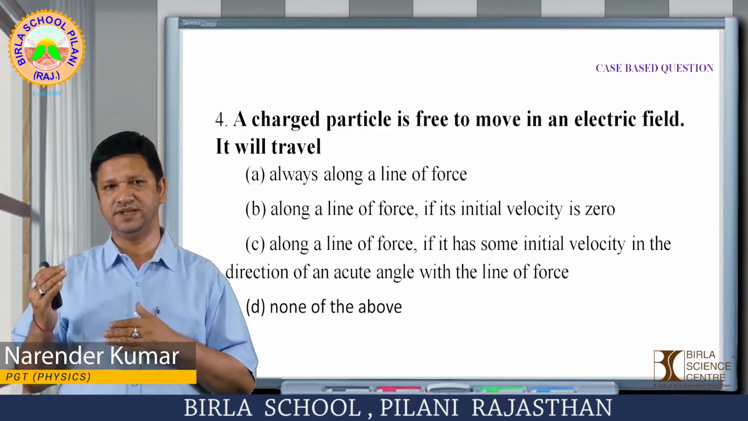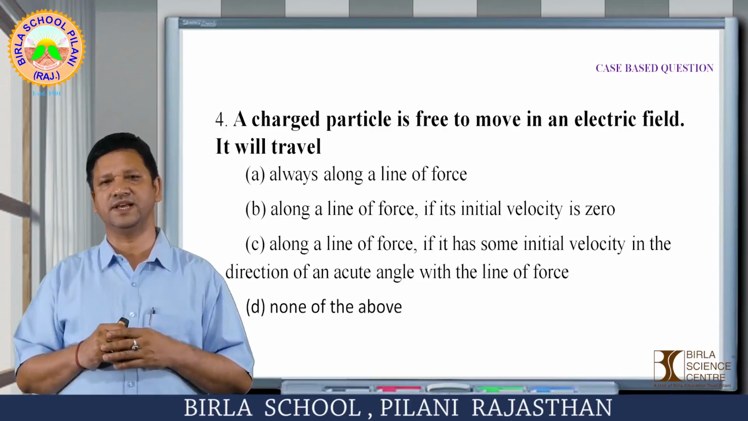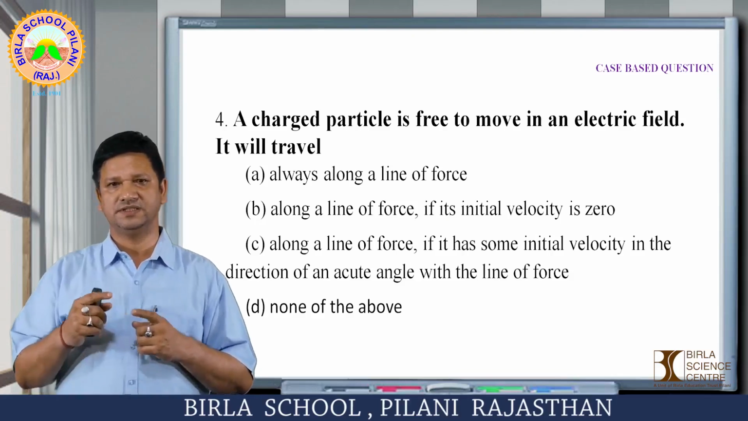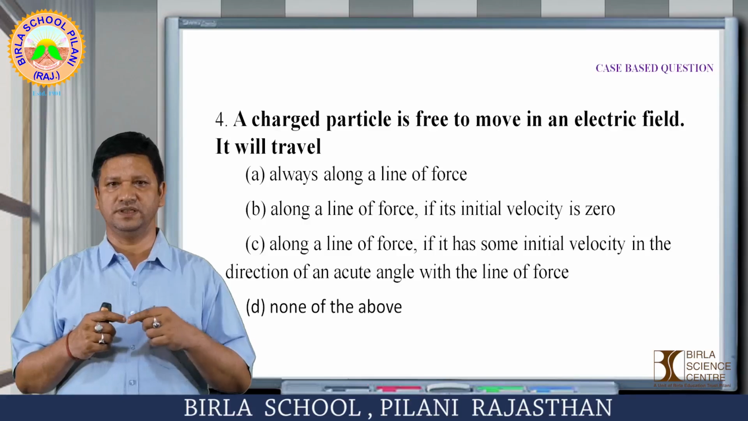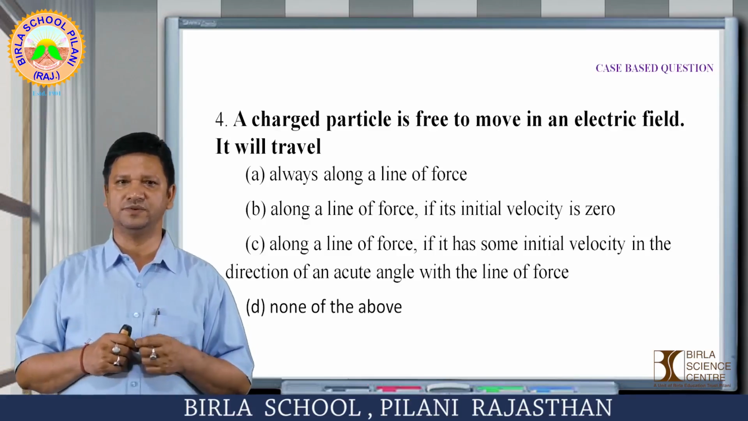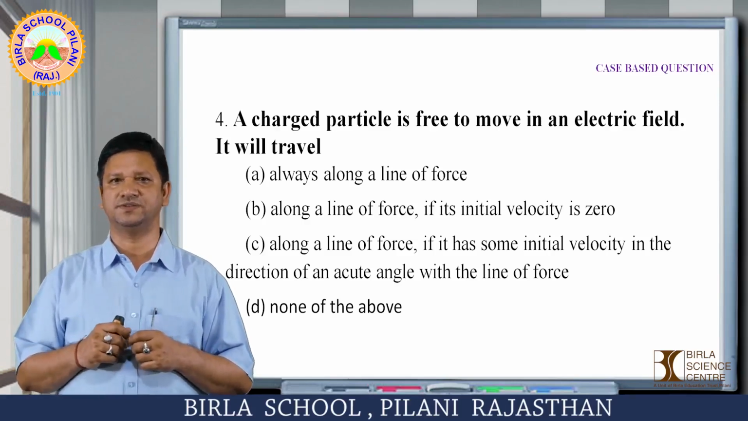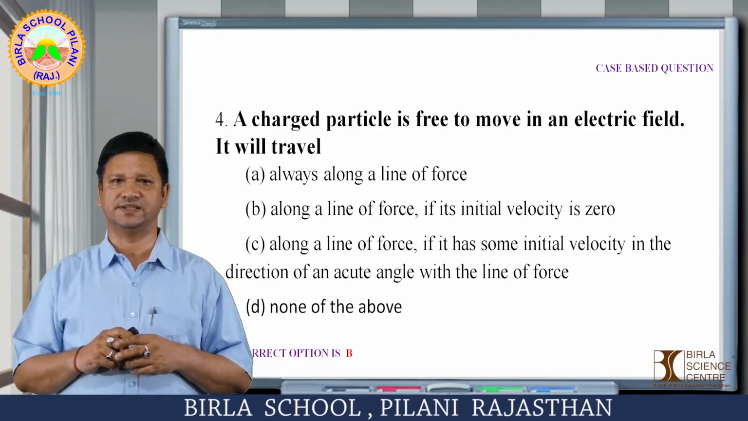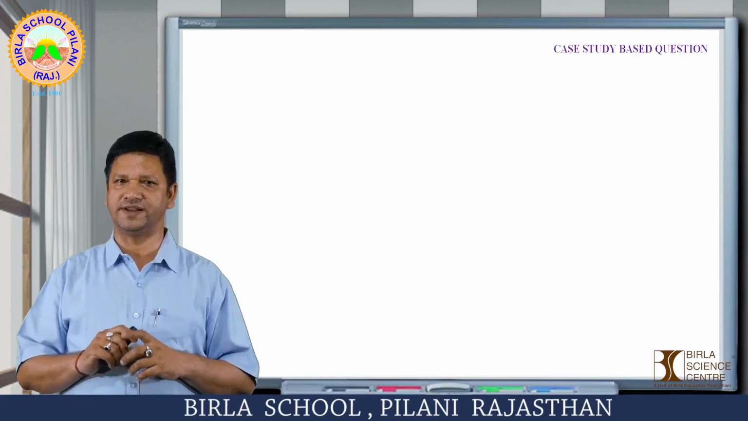So in B and C, we are having some confusion, some contradiction. If in the third option it has some initial velocity, then the particle has different characteristics. So electrostatically, we have the right option: along a line of force if its initial velocity is zero, when a charged particle is free to move in an electric field. So the correct option is B. This is the right option.